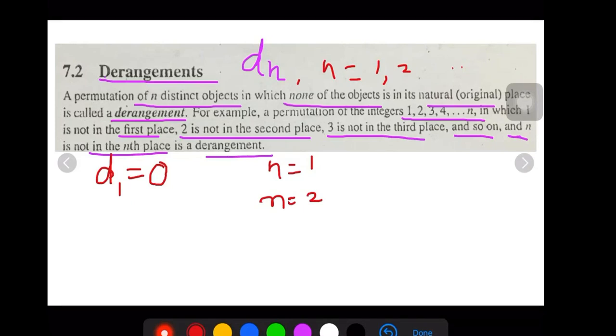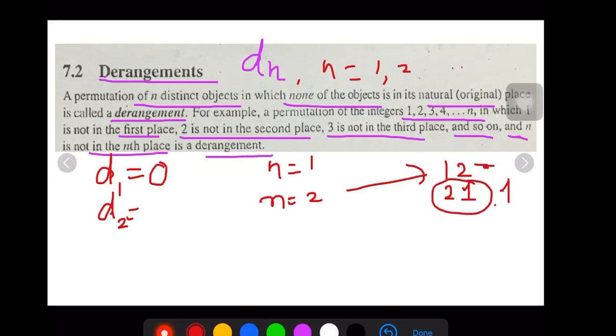So what is n equal to 2? D2. What would be the value of D2? When I take two objects, let me take the numbers themselves to show the example, 1 and 2. I can derange this by placing 2 in 1's place and 1 in 2's place. So how many ways can I do this? It can be deranged in only one way. There is only one possibility, so the answer becomes 1.